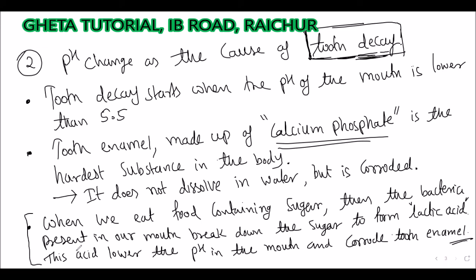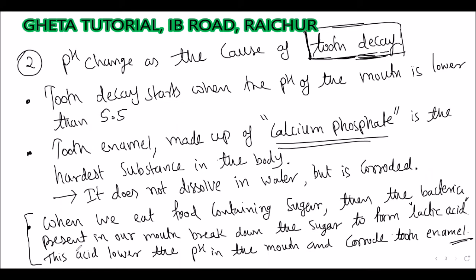So tooth decay will start when we eat food containing sugar, which the bacteria present in our mouth break down to form lactic acid. That is why they always say that if you eat sugary items at night, you should go for brushing after eating. If you brush, we can protect our tooth enamel. If you do not brush your teeth regularly, there will be harm to your tooth enamel.